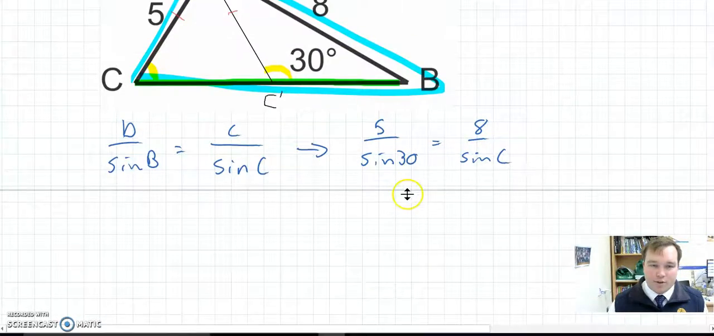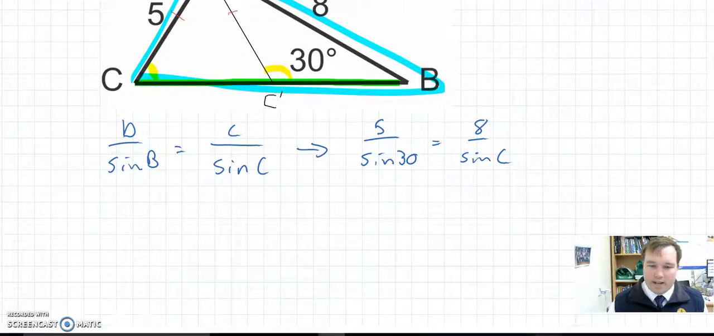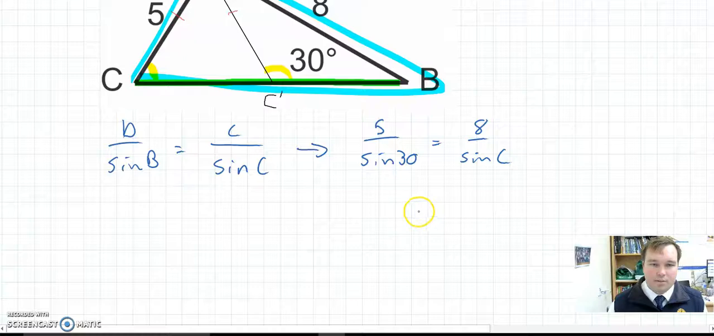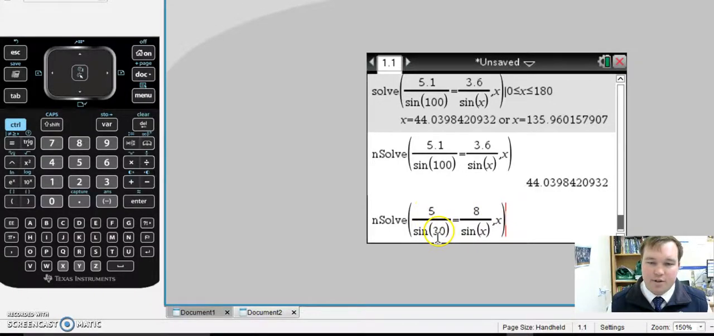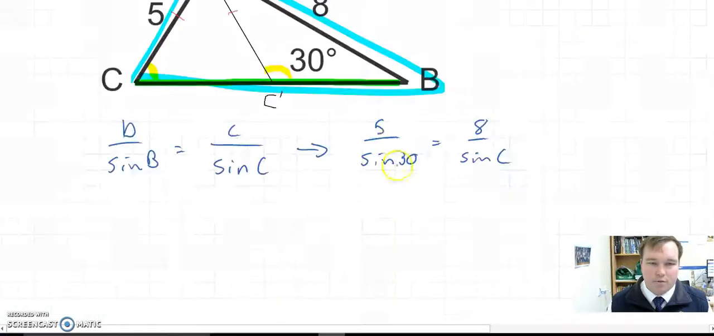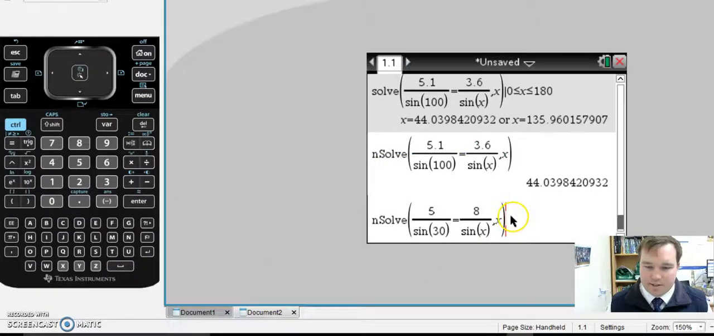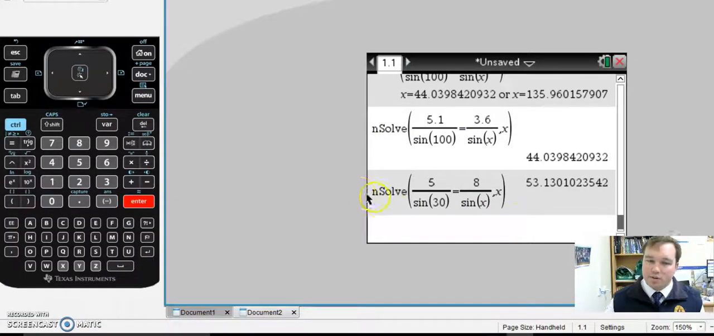We can either do it algebraically, or we can put it into nsolve. If we put it into nsolve, I'll do it and bring it up in a sec. Alright, we have 5 over sine 30 equals 8 over sine x. So in this case, we're finding x. Hit enter. And note that we've used nsolve. Nsolve gets us one number.